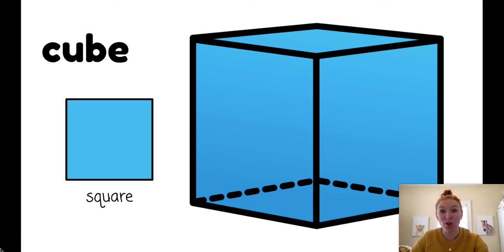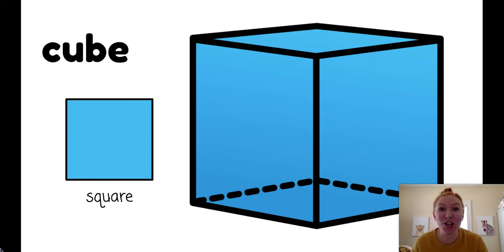Now, what's really cool about a cube is that it has flat sides that all make the cube together. You put all the sides together and it makes a cube. And each one of the sides on the cube is a square. So there are 6 sides on a cube and they're all squares. That's what makes it a cube. If they weren't squares, it wouldn't be a cube. It would be a different shape. And we'll talk about that later.